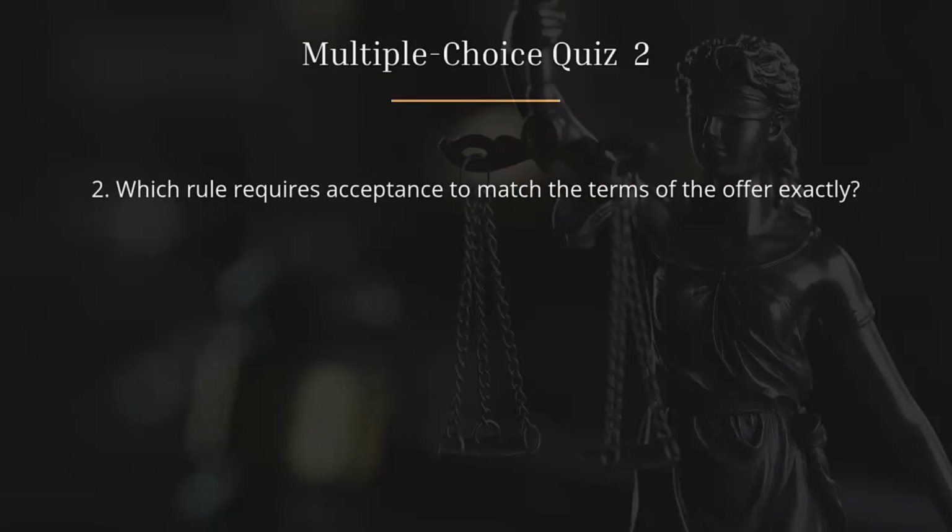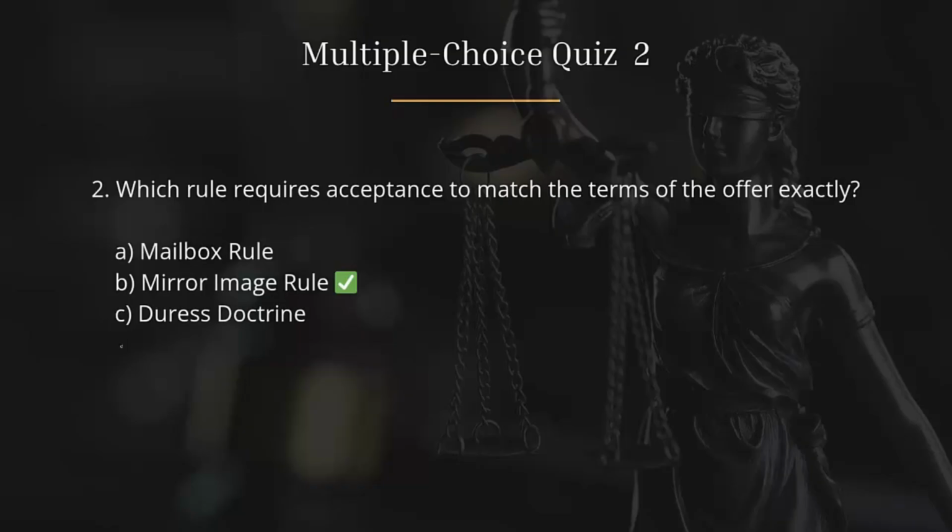Multiple choice quiz 2. Which rule requires acceptance to match the terms of the offer exactly? A. Mailbox rule. B. Mirror image rule. C. Duress doctrine. D. Estoppel rule.